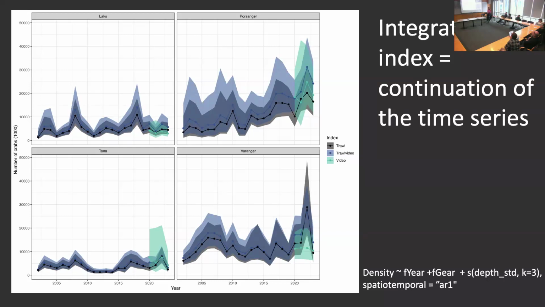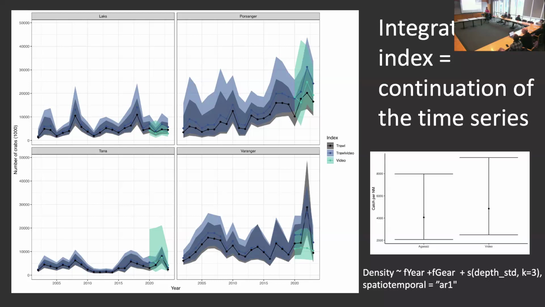So considering the temporal alignment of the integrated index and also the trawl, it seems quite, maybe I wouldn't say robust, but it seems like we could maybe continue further with an integrated index.